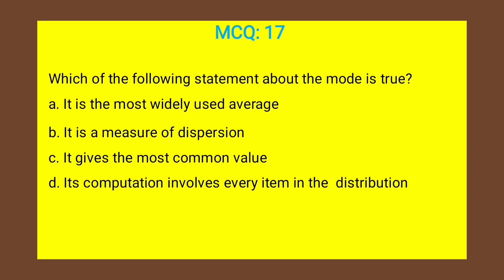So let's see which of the following statements is true about mode. A, it is the most widely used average. B, it is a measure of dispersion. C, it gives the most common value. Then D, its computation involves every item in the distribution. So which of them is going to be the answer? It's certainly going to be C. It gives the most common value. So I'm going to put C in that case. Right, so let's take note of that.